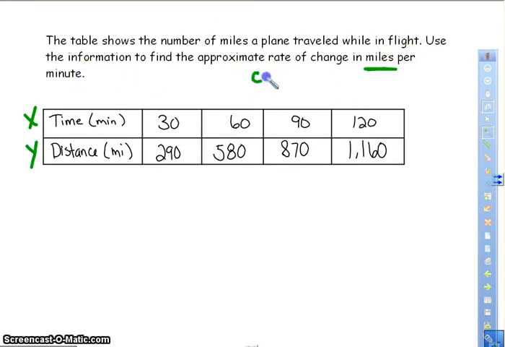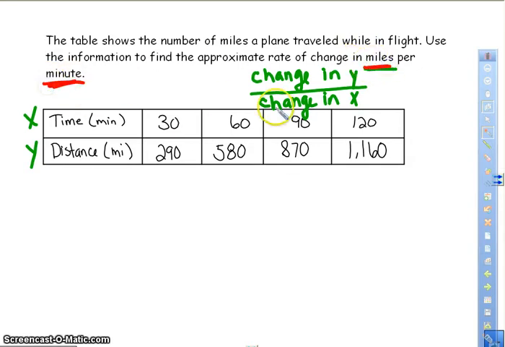So we're doing change in y, which is the miles here, because that's the top number, over change in x, which is the minutes, because this is telling me how to set it up. Miles per minute, miles over minutes. Change in y, so change in miles, over change in x, which is change in minutes. So what you need to do is find two ordered pairs. Now these correspond to one another.